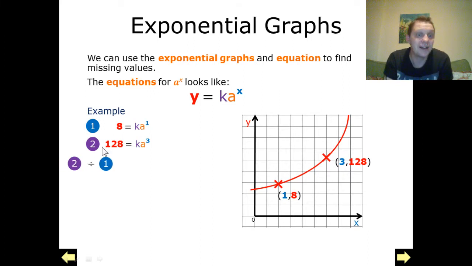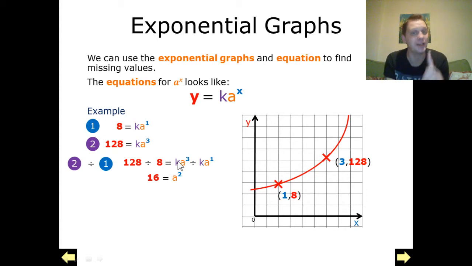Now what I'm going to do, I'm going to divide my equation 2 by my equation 1, and turn it into one big equation. So I've got 128 divided by 8 on the left hand side, and on the right hand side I've got k a to the power of 3 divided by k a to the power of 1. Now what this is actually going to do, it's going to cancel out the k. The k is going to disappear because k divided by k, anything divided by itself, is going to equal 1.